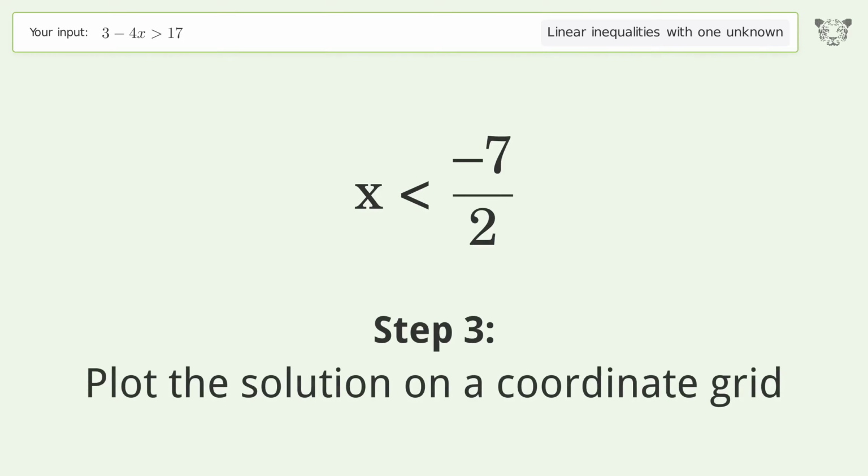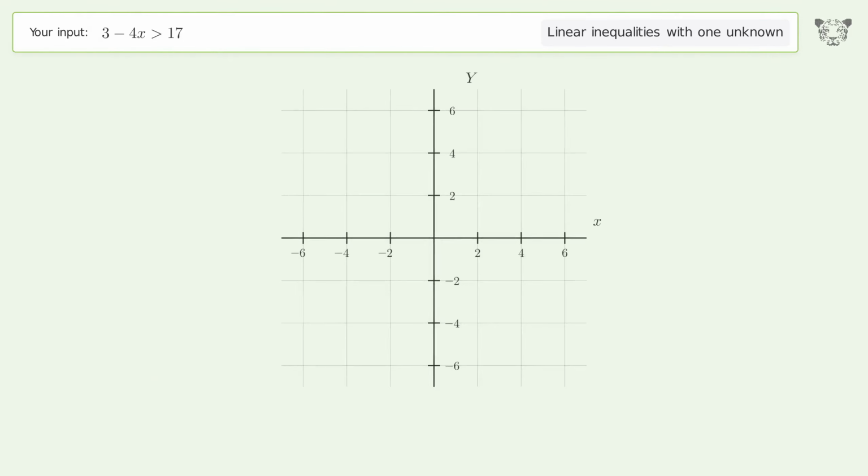Plot the solution on a coordinate grid. And so the final result is x smaller than -7/2 smaller than -31/2.